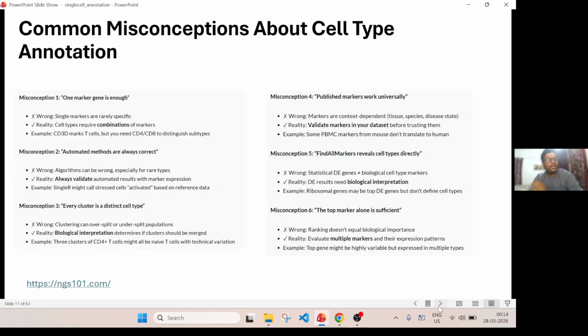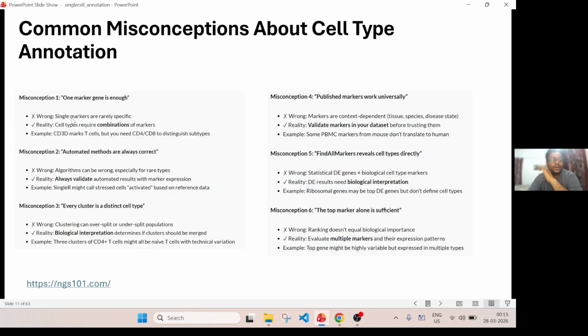Yeah. So with that, next we move to a very important part, the common misconceptions about cell type annotation. I got this information from a site. It's an excellent site which documents nice topics, so I would recommend you go there if you want to read more on other exciting topics on NGS. Okay, coming back here. One misconception is that one marker gene is enough, but it is not.